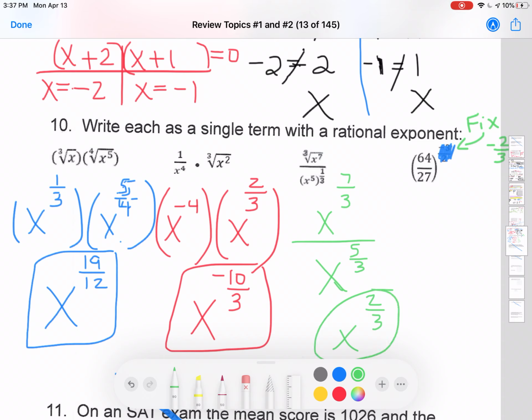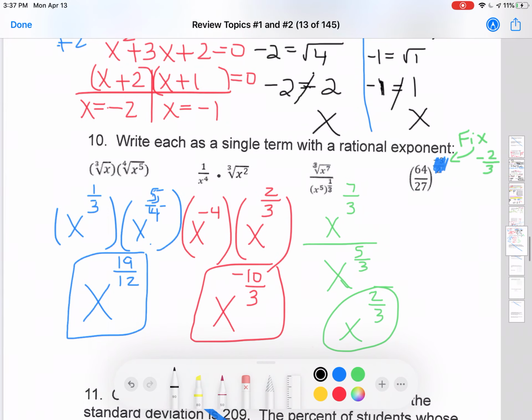All right, and then that last one, I asked you guys to change it to negative 2/3. Let me make a little more room. Okay, so first, remember the rule: a fraction to a negative power is its reciprocal.